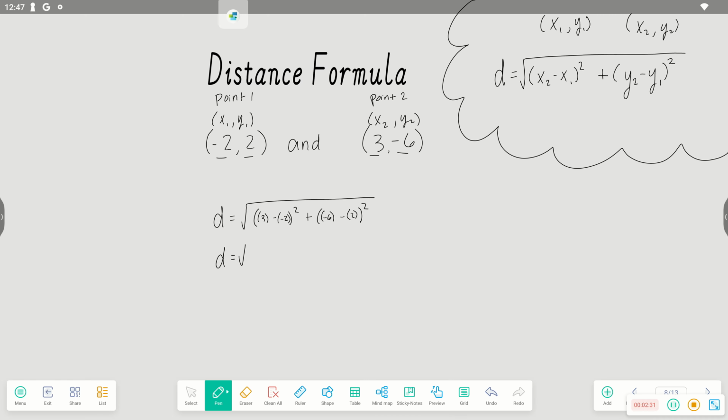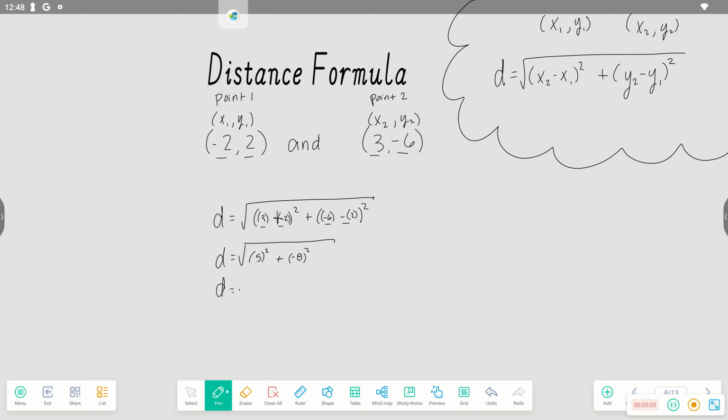I'm going to leave my square root here for now because I just want to simplify one step at a time. I want to show you what great work for this looks like because this is what I want to see on your test. So we have -3 and then a double negative, which is a plus. So 3 plus 2 is 5. Then we have -6 minus 2 is -8. Okay, so I just simplified one step.